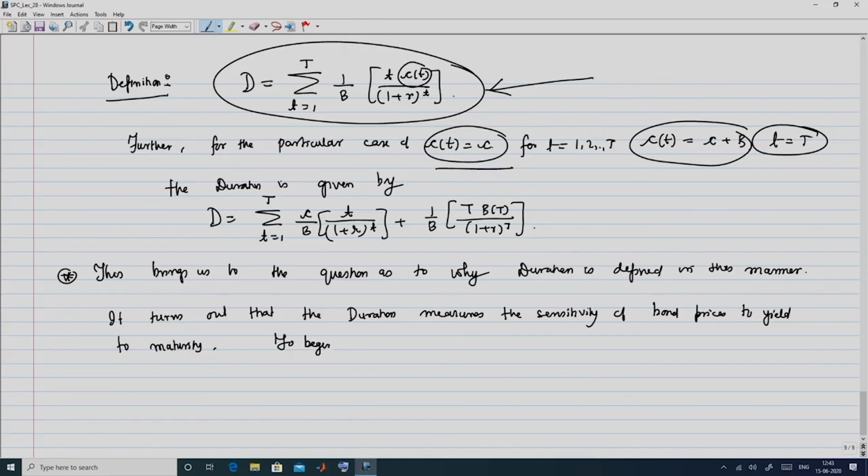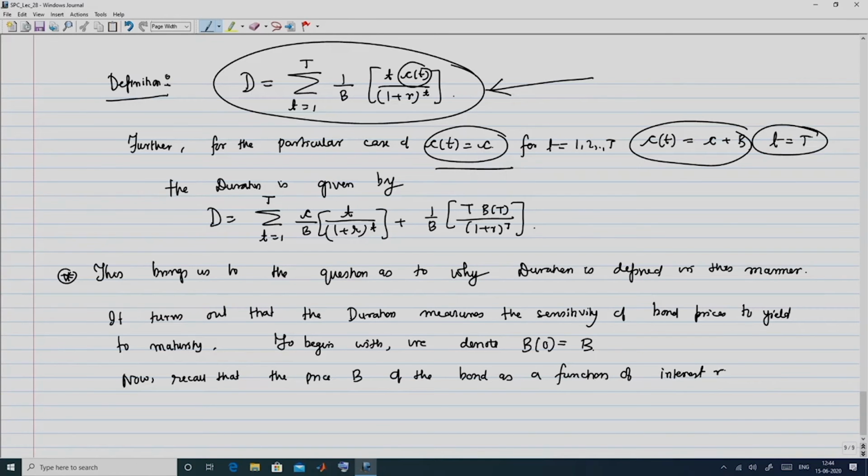So, to begin with, we denote B of 0 is equal to B. Now, recall that the price B of the bond as a function of interest rate R is given by B of R equal to summation C t into (1 plus R) raised to minus t, t from 1 to capital T.